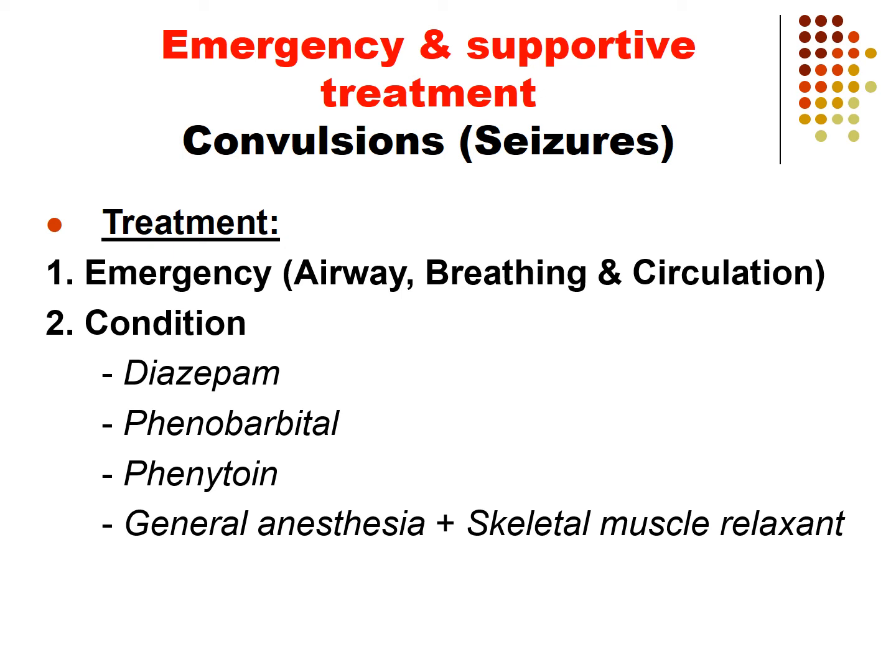Finally, if all these measures are not effective, you have to administer a skeletal muscle relaxant to cause paralysis of the skeletal muscles and general anesthesia of the patient. But in this case, complete paralysis of the muscles will include the respiratory muscles, and the person should be put on the mechanical ventilator. Search for the causes and the complications and treat them.